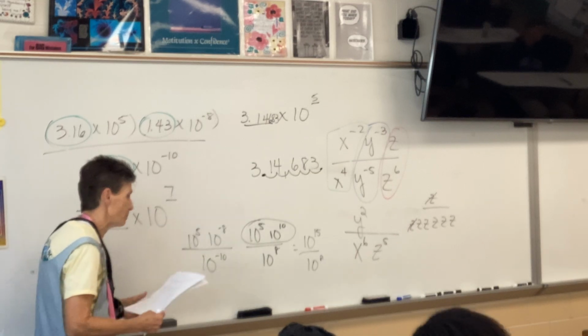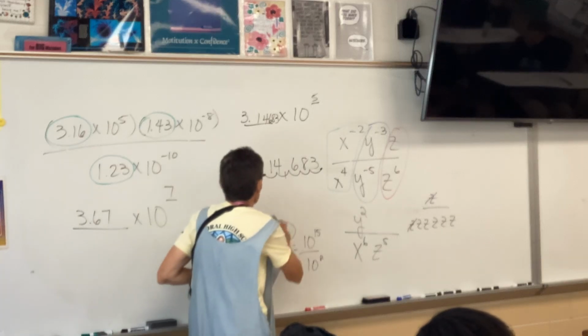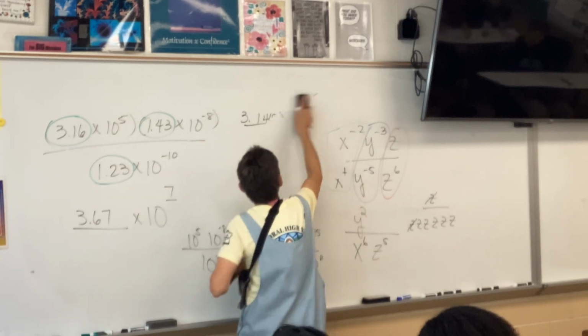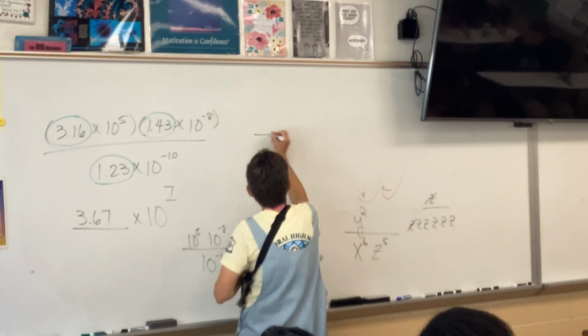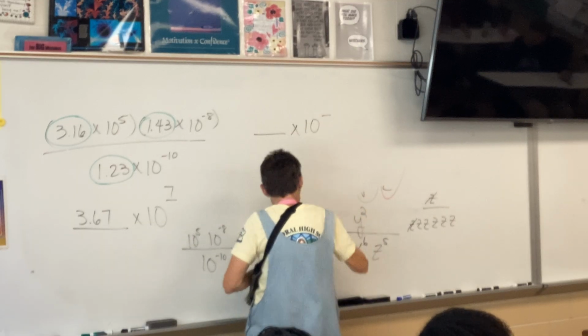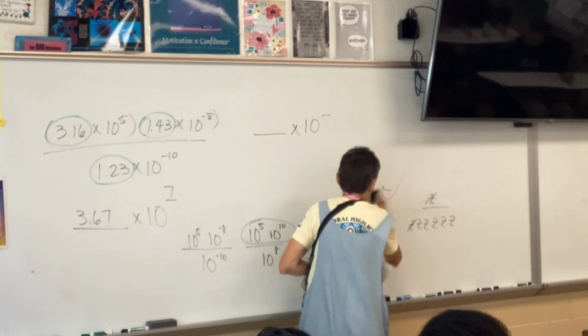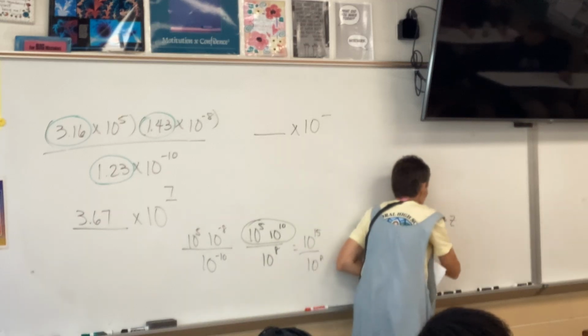You and your partner do E, it's easy. E is an easy problem. You guys do it. Tell me what you end up with. You should have something times 10 to the something. Use your calculator to help you.